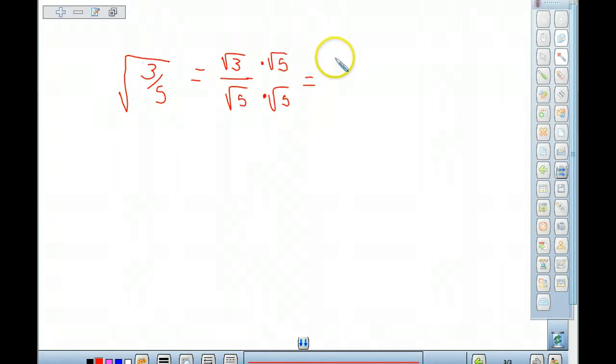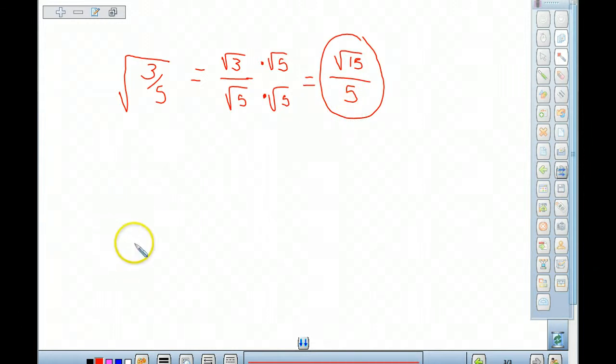Okay, so on the top, we get the square root of, what's 3 times 5? We get the square root of 15 over, remember, the square root of 5 times the square root of 5 gives us 5. Okay, then we got to take a look at this. Can I simplify the square root of 15? I cannot. So now this becomes my answer. We're good. We're simplified in the top with the square root of 15, and we have 5 in the bottom, which is fine because it's not a radical.